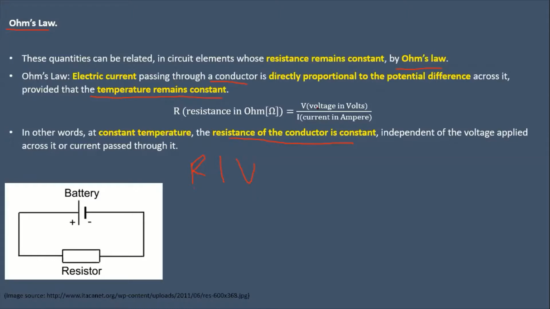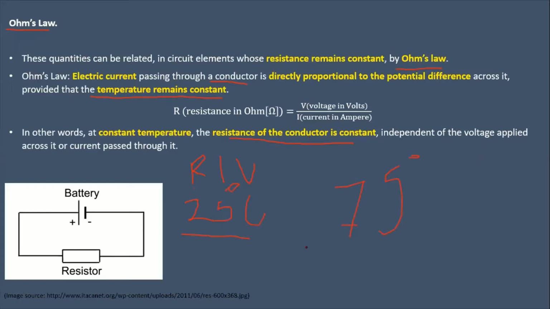So let's say we measure the resistance at 25 degrees Celsius, as well as at 75 degrees. That's the only time you will see the difference. But if we just measure it at 25 degrees and we measure the ratio of the voltage over current over time, it will remain the same. I hope I'm making sense.